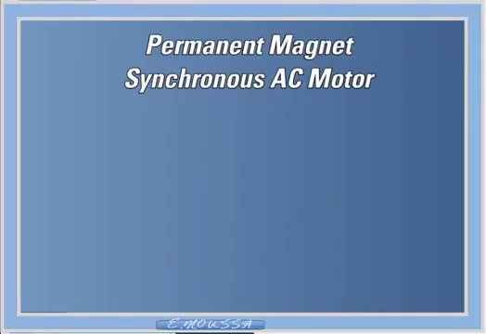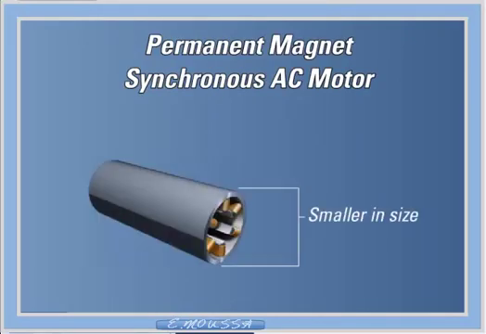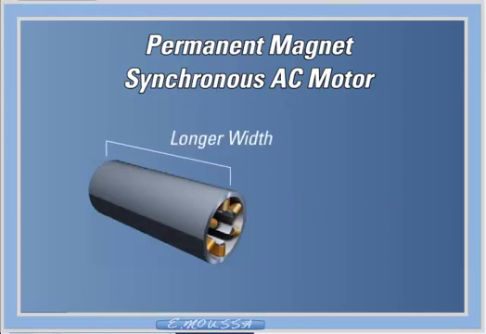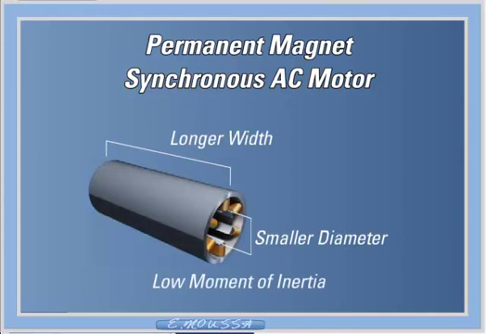Permanent magnet synchronous AC motors tend to be very small, from fractional horsepower to less than 20 horsepower. They tend to be long and have a small diameter, resulting in a very low moment of inertia, making them ideal for high-speed positioning applications such as motion controllers.